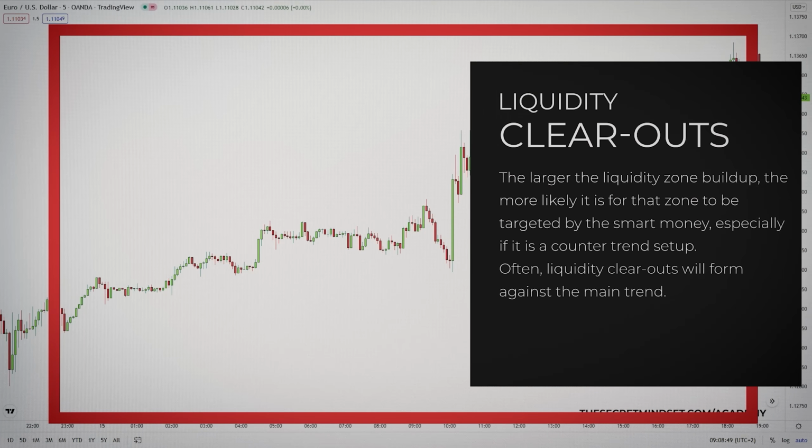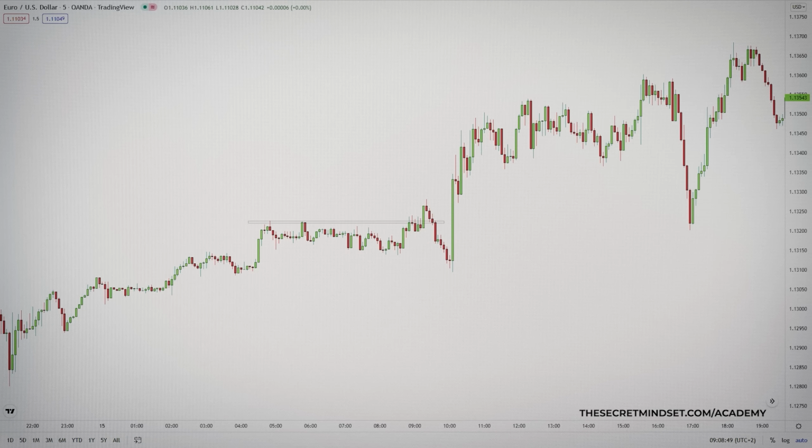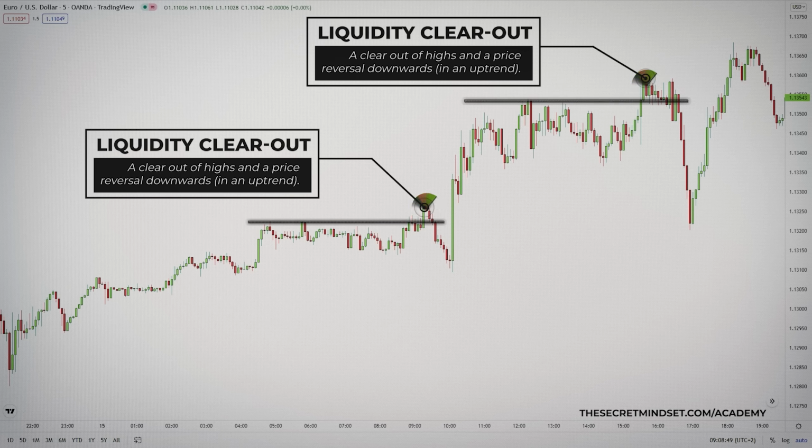The larger the liquidity zone build-up, the more likely it is for that zone to be targeted by the smart money, especially if it's a counter-trend setup. Often, liquidity clearouts will form against the main trend. For example, in an extended bullish trend structure, in a consolidation, you will often see a clearout of highs and a price reversal downwards. This is more common in very liquid markets, such as Forex or stocks that trade on strong volume.